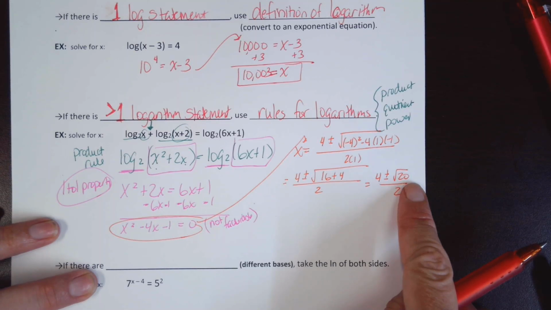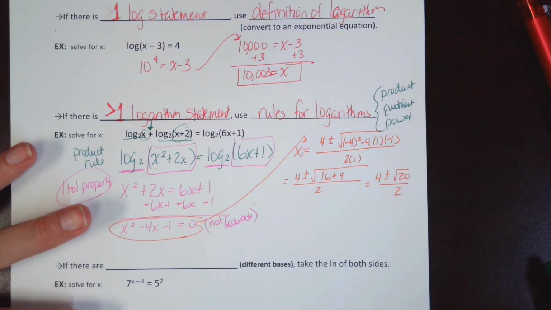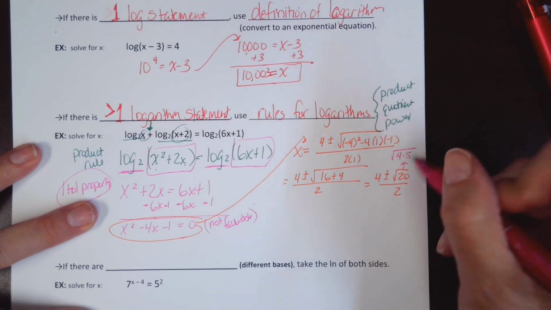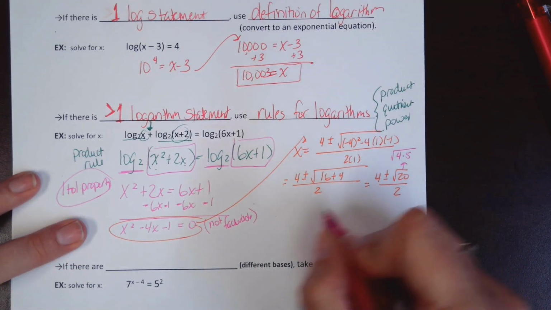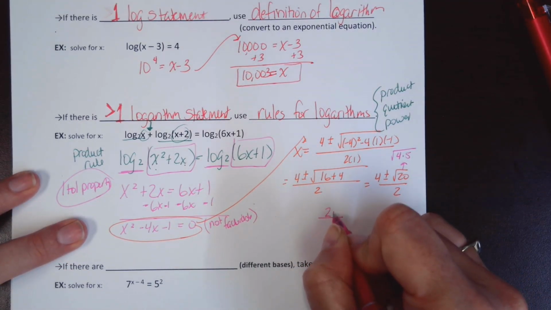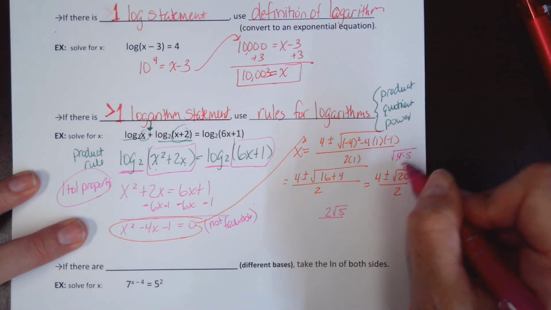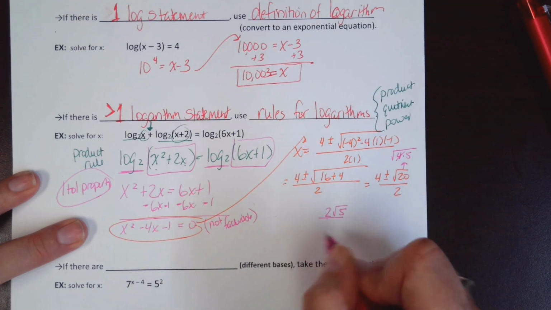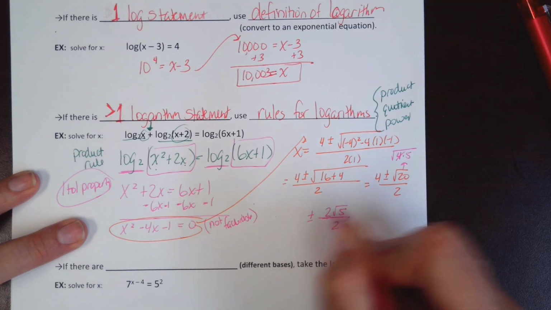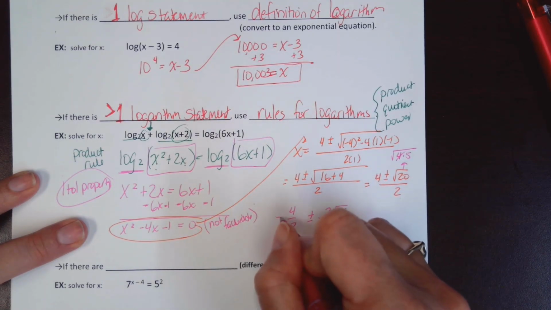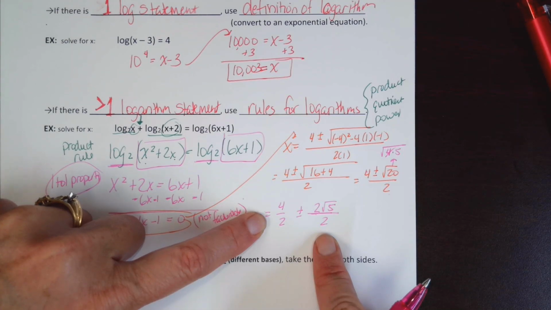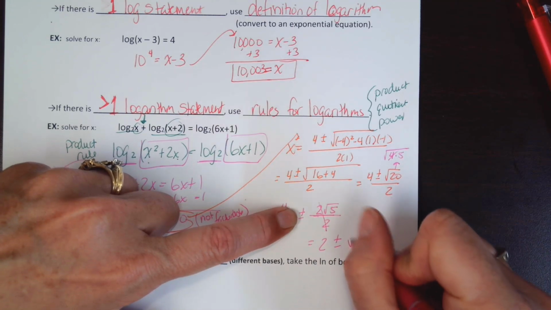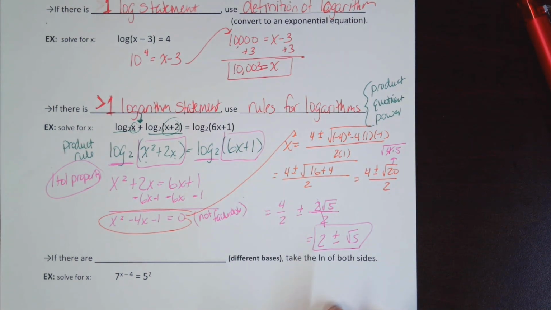Well, 20 is not a perfect square, but 20 is 4 times 5, right? 20 is 4 times 5, and 4 is a perfect square. So I can rewrite that as 2 square root 5, because the square root of 4 is 2. That's how we simplify the square root of 20. So that's over 2. I have plus or minus. This 4 is also over 2, and I need to simplify both of those terms. 4 over 2 is 2. Plus or minus 2 over 2 is 1, square root 5. There are my two solutions.